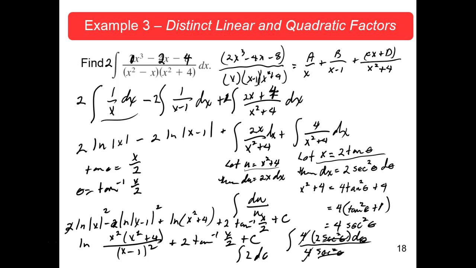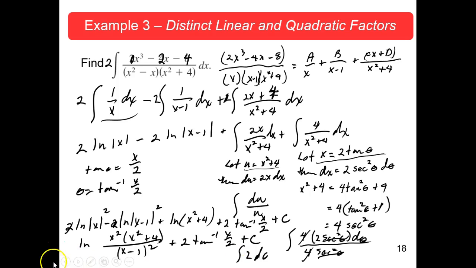Let's see what they did. Let's just see what they got. They left it in the other form: 2 log absolute value x, they didn't square, minus 2 log x minus 1, they didn't square yet, plus log x squared plus 4, they left that alone, plus 2 inverse tangent, exactly like I did, x over 2 plus c. So they didn't get it into a simplified form.